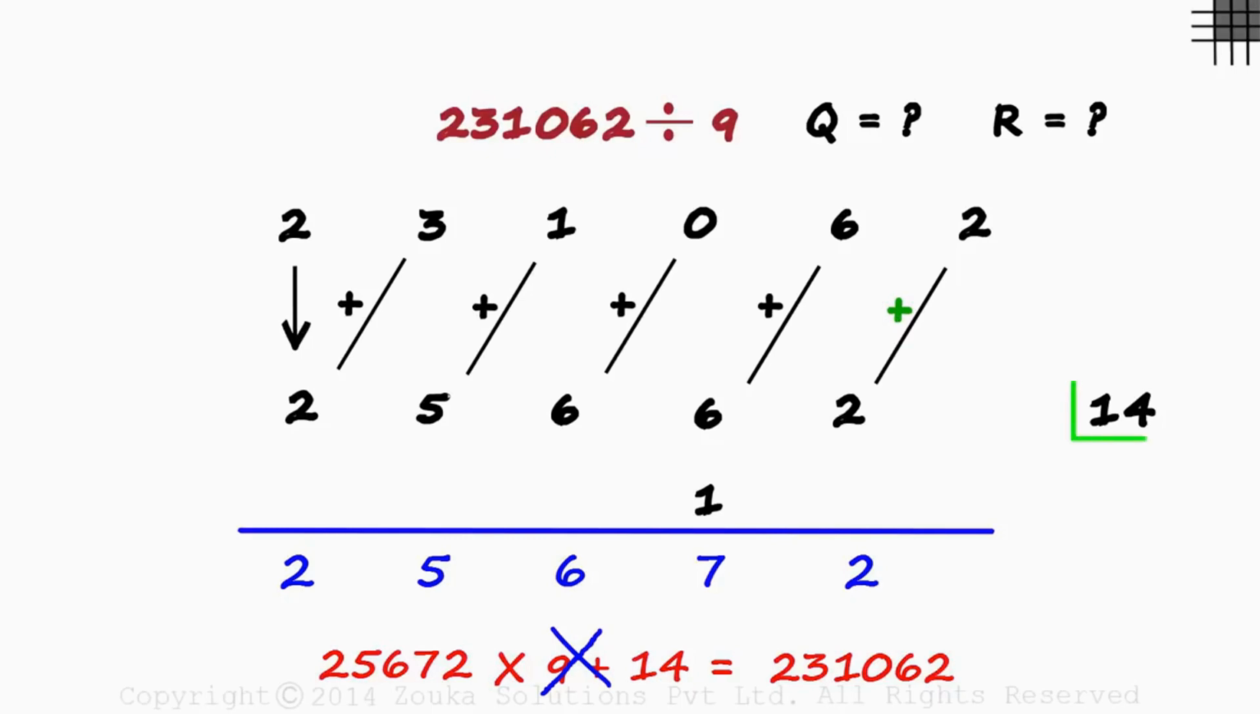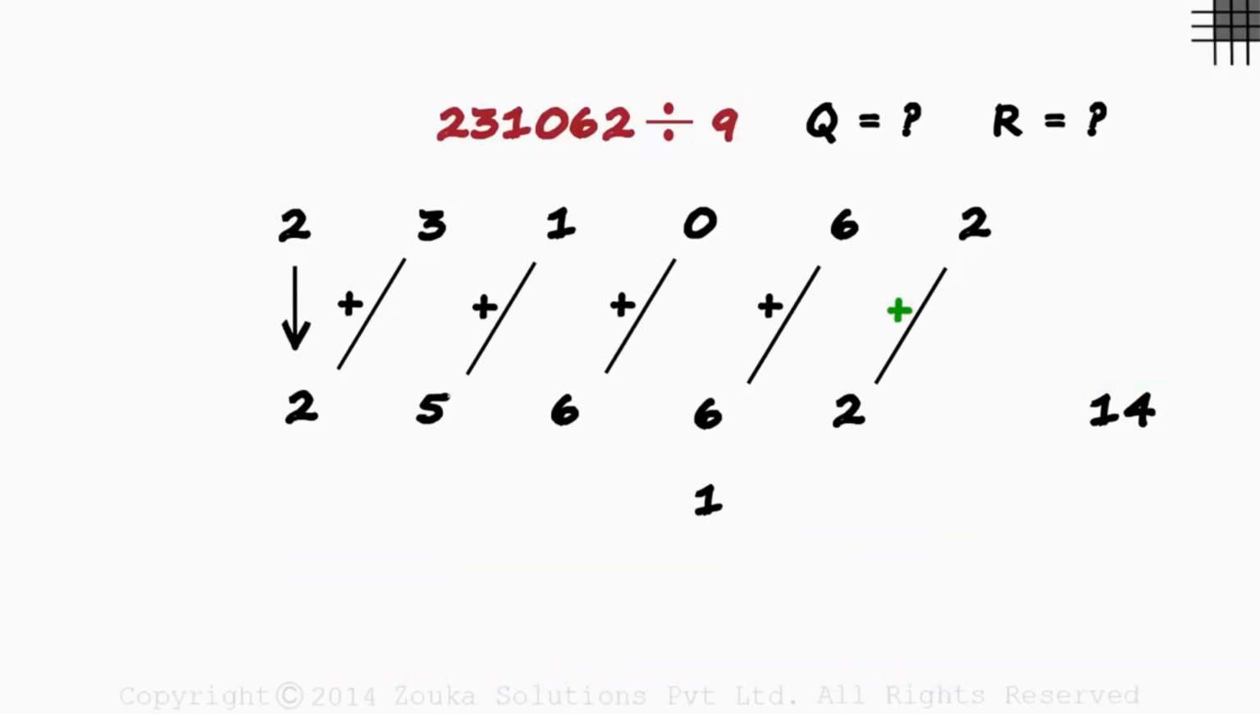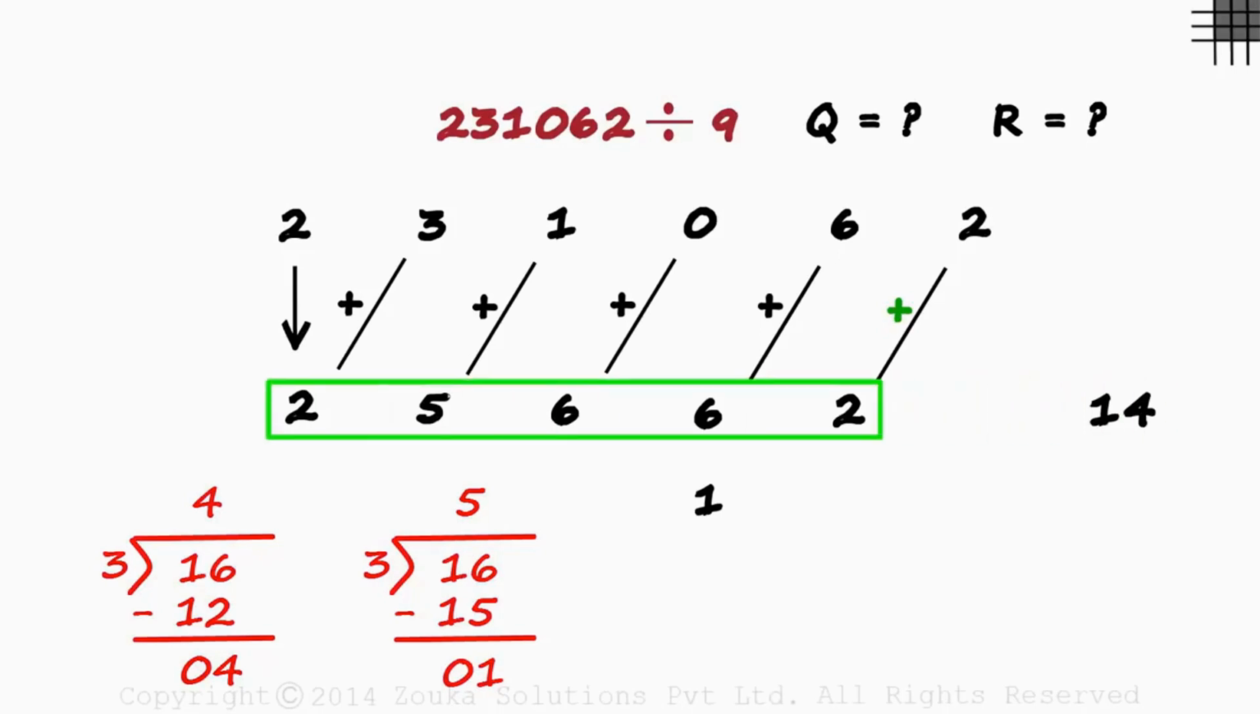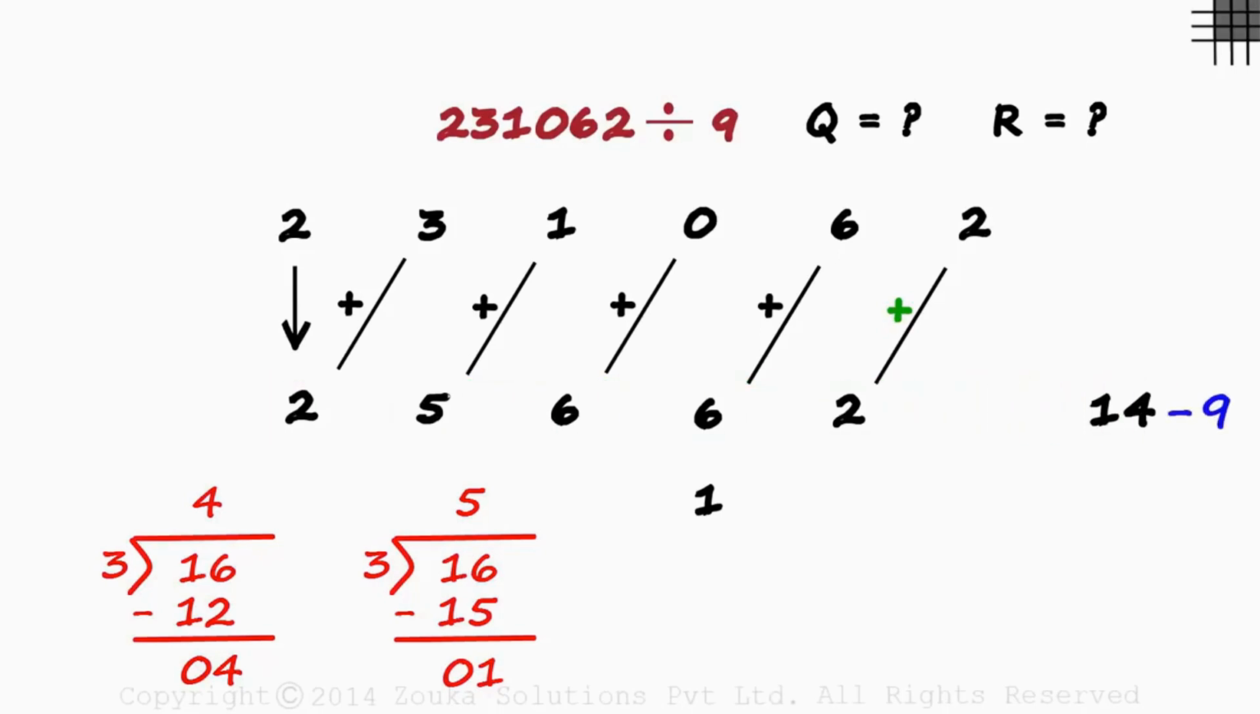But this is incorrect. Why is it incorrect? Tell me, has the remainder ever been greater than the divisor? Let me give you an example. If we divide 16 by 3, we write the quotient as 5 and the remainder as 1, right? Or do we write the quotient as 4 and the remainder as 4? Undoubtedly, the first one is correct. So all we need to do now is remove a 9 from this and add 1 to the quotient. Removing 9 from this gives us a remainder of 5, and we add 1 to the quotient.